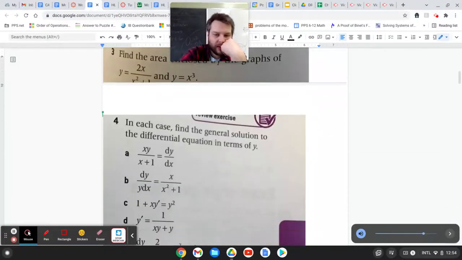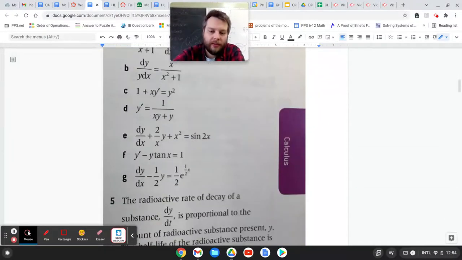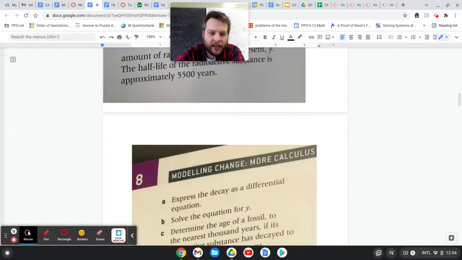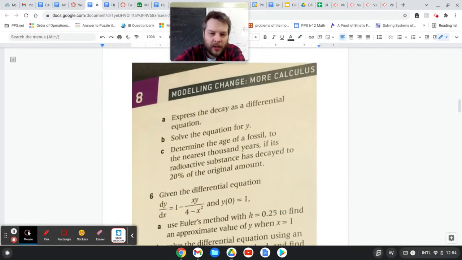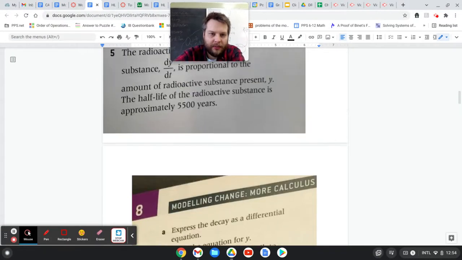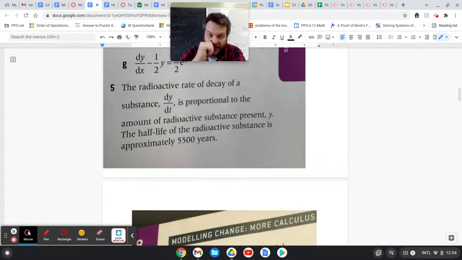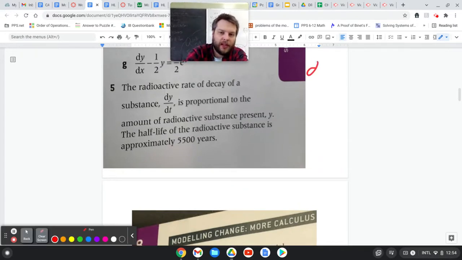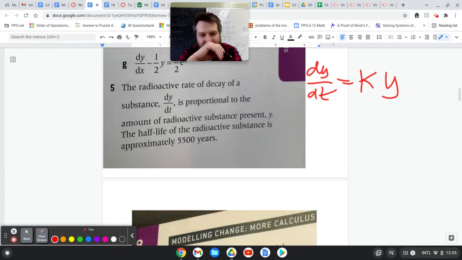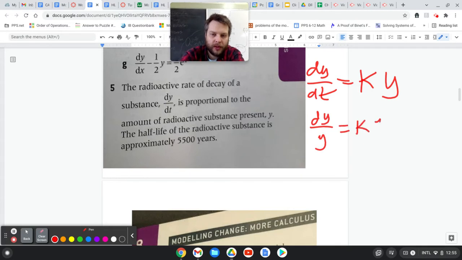All right, so working on the Chapter 8 review, I think that a good problem to work through would be number 5, this word problem, where we have a differential equation, and we're given that dy dt is proportional to the amount present, ky. And we can separate and integrate, which by now should feel pretty familiar.